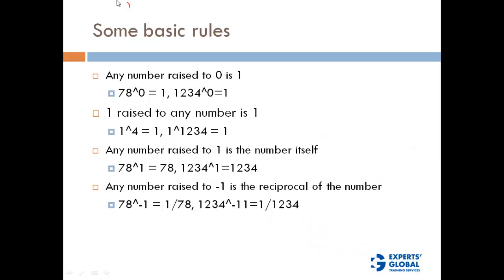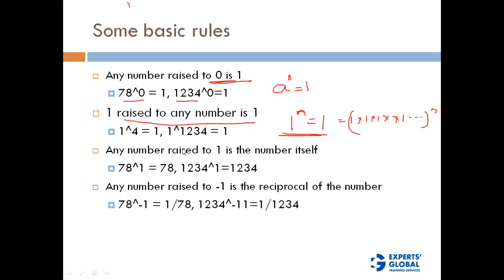Some basic rules. Any number raised to 0 is 1. 78 raised to 0 will be 1. 1234 raised to 0 will be 1. 1 raised to any number is 1 itself. That is because 1 raised to n means 1 into 1 into 1 into 1, n times. What is going to be that product? That product is going to be 1 anyway. So 1 raised to n is 1.